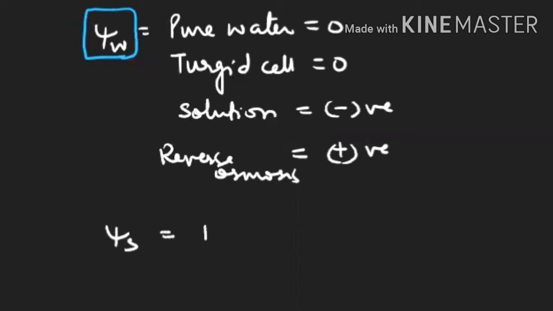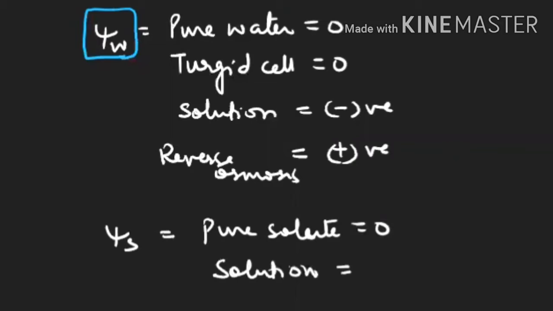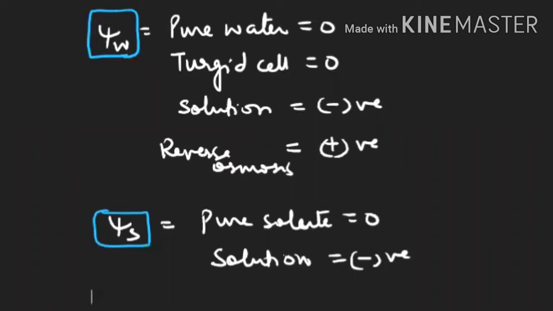Solute potential in case of the pure solvent, its value will be 0. But in case of solution, it will be minus. Clear? In solution, it will be minus. So only two values are there for the solute potential. That is, either it will be 0 or it will be minus. It is never plus. Then what is the value of the pressure potential?